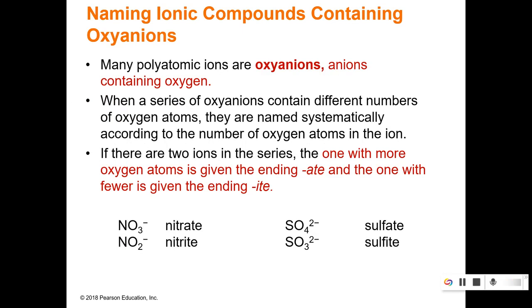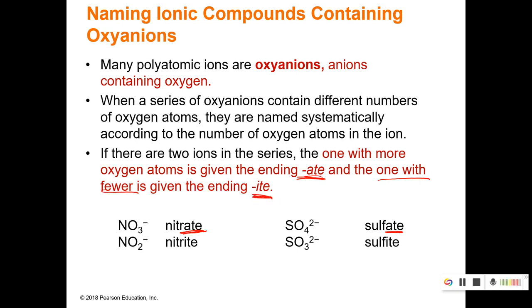Okay. Most polyatomics are going to be oxyanions. This means they have a negative charge and oxygen is present. So, the set name ends with ATE. And if you look at your polyatomic chart, most of them are ATEs. However, when they lose an oxygen, so 1 fewer oxygen, is ITE.